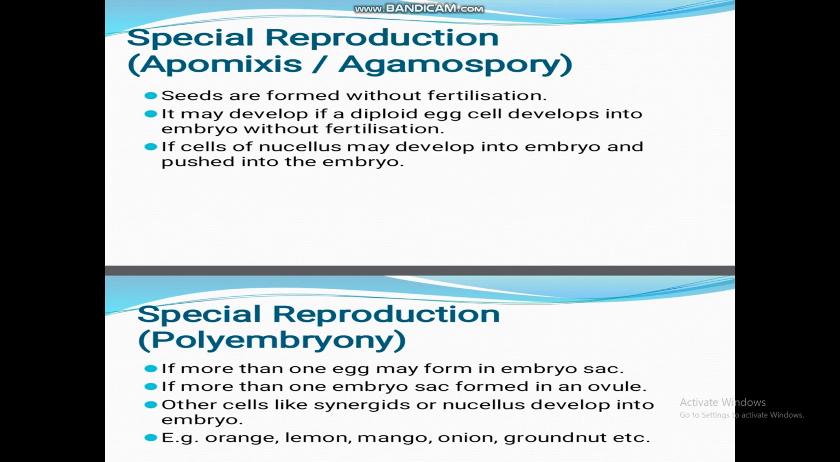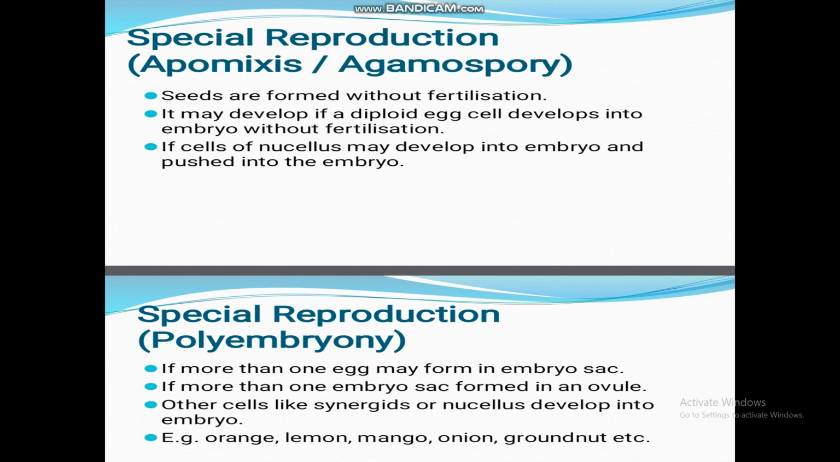Now the last topic of this chapter is polyembryony. Poly means many, embryony means formation of embryo. Generally, only one embryo forms in a seed. But in polyembryony, more than one egg may form in the embryo sac. If more than one embryo sac forms in an ovule, other cells like synergids or nucellus develop into embryos.